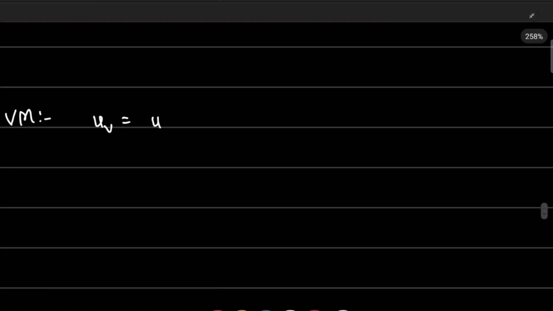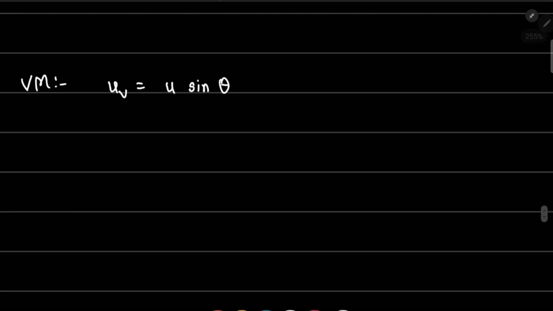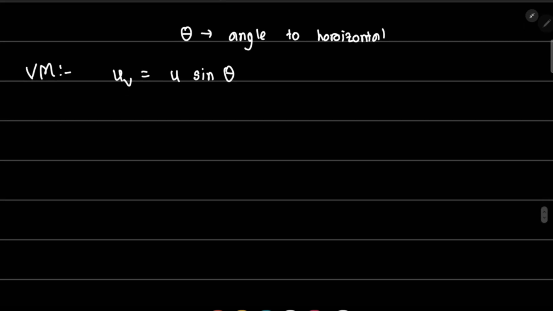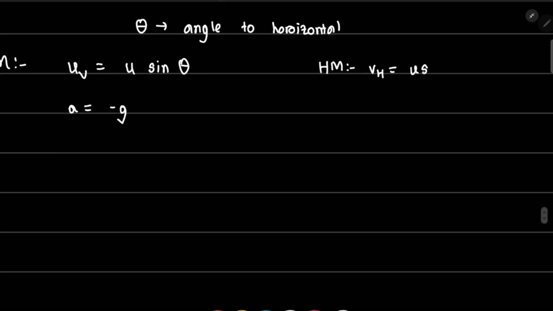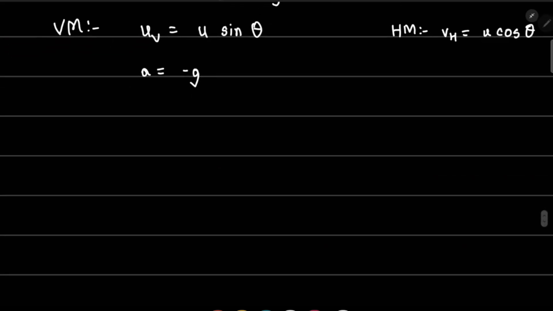So the vertical component is u sin theta, where theta is the angle to the horizontal. We mentioned theta being the angle to the horizontal. We know that acceleration is equal to minus g. For horizontal motion, in general, the horizontal velocity is u cos theta. The vertical initial velocity is u sin theta, the horizontal velocity is u cos theta.